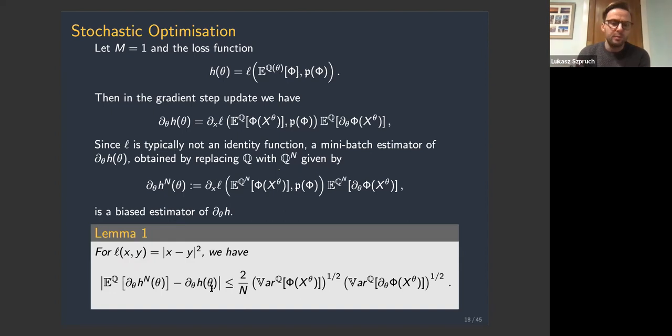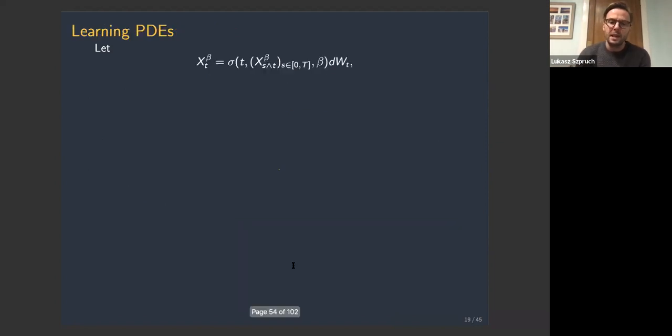We have a lemma with a proof for a slightly more general setting. But in the specific case of the square loss function, if you look at the bias of your gradient, you can show that it is bounded by the variance of your payoff. So if you're thinking that we're doing some Monte Carlo approximation when we want to calibrate these models, the variance of this will play an important role.